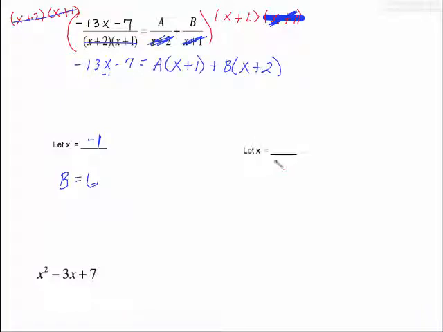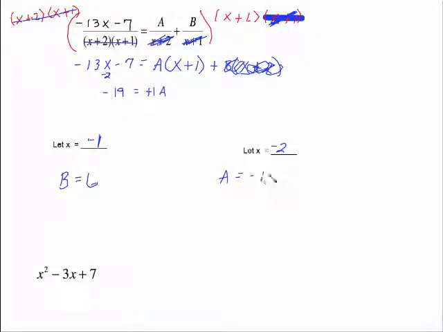but now I have to decide what I want x to equal. If I let x equal -2, then putting -2 in here makes this become 0 and go away. So -13 times -2 is 26, minus 7 is 19. -2 plus 1 is -1, so this is -1a equals 19, which means a is -19.